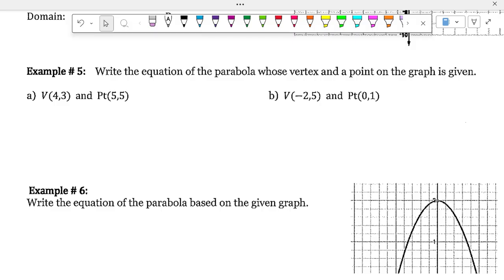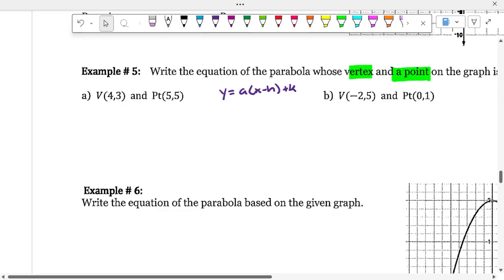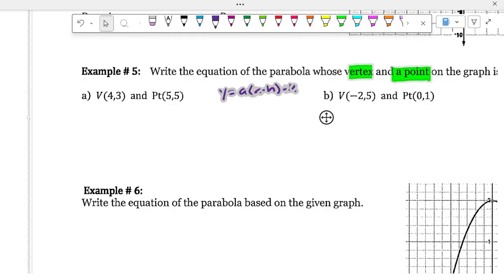So we're going to write a parabola whose vertex is given and a point on the graph is given. So remember, we're going to write these in vertex form. So y equals a times (x minus h)² plus k. So you always start with your vertex just to get your h and your k. So if my vertex is (4, 3), what's h and k? So what's my h? Guys, what's the h value of the vertex? It's the x value, because remember, this gives us the vertex (h, k). So what number in the vertex is the h value? 4. This is my h, which makes 3 my k.